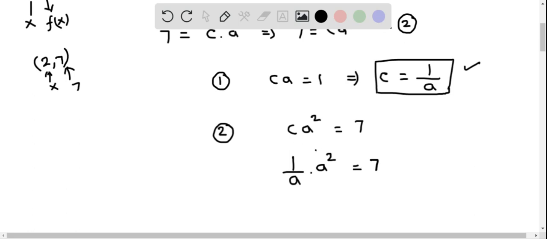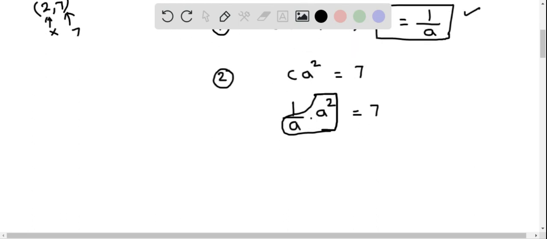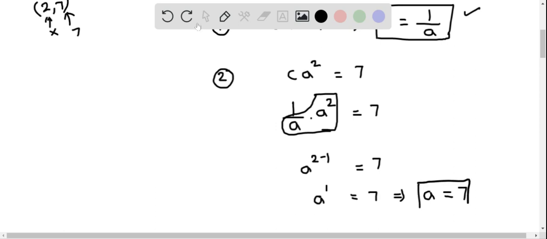Now we can combine this a squared with a, and according to the exponent law, we can simplify this as a raised to the power of 2 minus 1, and this equals 7. That is, 2 minus 1 is 1, so it is a to the power 1 equals 7. And so this gives a equal to 7. So we have determined the value of a, which equals 7.